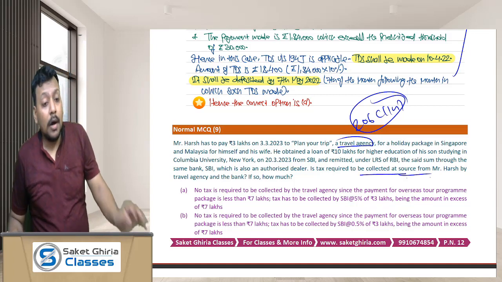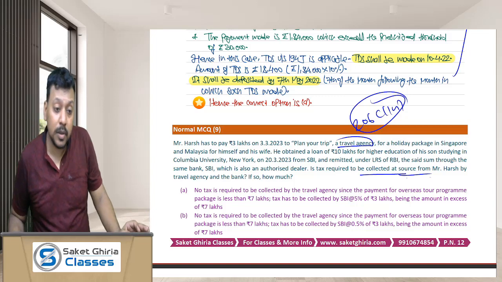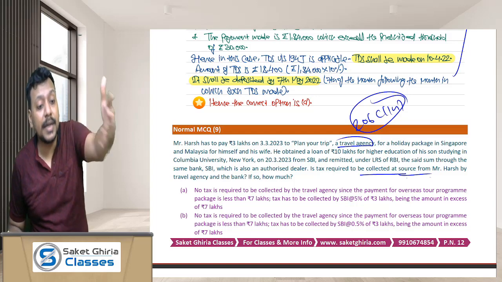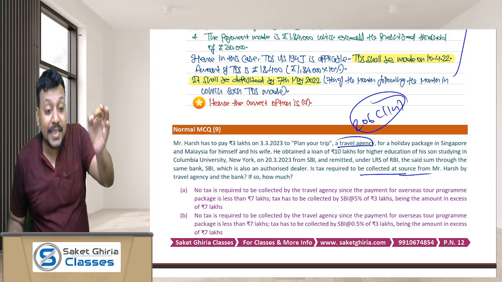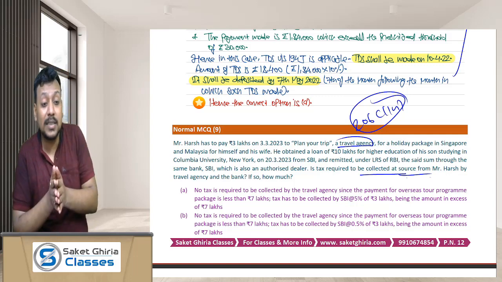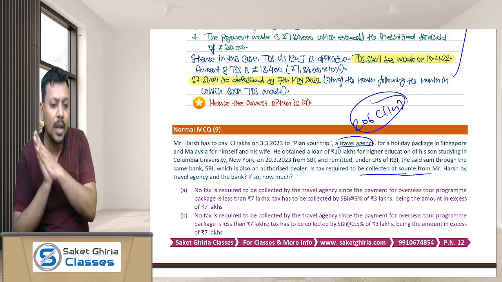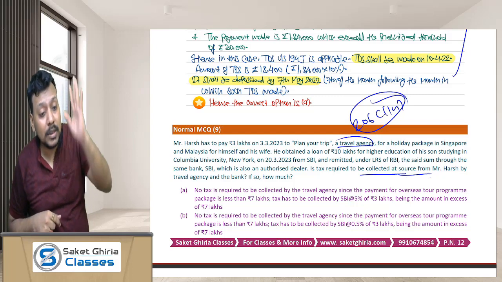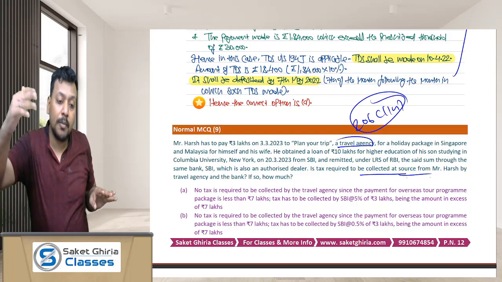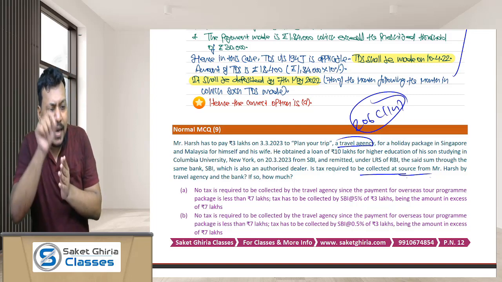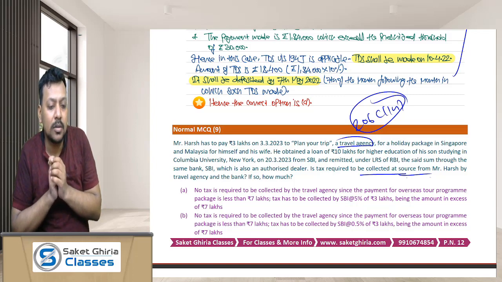Dear friends, whenever you are remitting money outside India, your authorized dealer has to collect TCS from you as provided in section 206C(1)(g). If you are remitting money outside India for the purpose of a holiday package, you are enjoying, so pay tax to the government. Whatever amount you are remitting, 5% of that has to be collected from you by the authorized dealer as TCS under section 206C(1)(g).